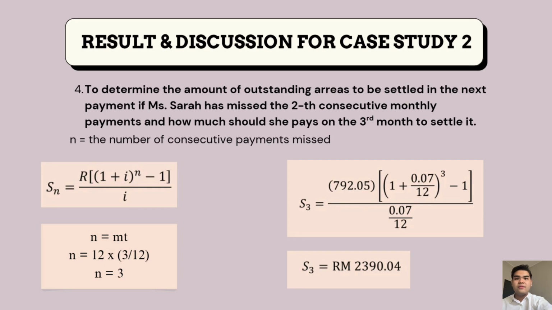We will get RM 792.05 multiplied by ((1 + 0.07/12)^3 - 1) / (0.07/12). The amount of outstanding arrears to be settled in the next payment, if Ms. Sarah has missed 2 consecutive monthly payments, and how much she should pay in the third month to settle it, is RM 2,390.04.